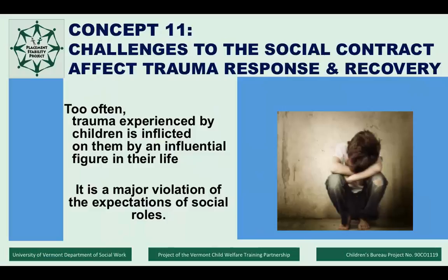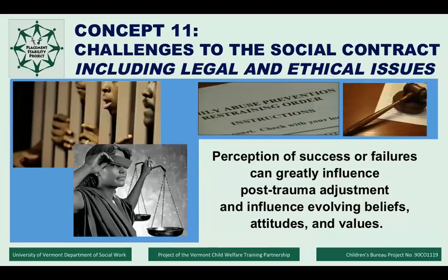Children may have a very difficult time trusting others, especially adults in a position of authority, if they've been hurt or let down by adults in the past. This is particularly true for children who are maltreated by their parents at an early age, as this impairs the child's ability to form and maintain secure attachment relationships. Challenges to the social contract also include legal and ethical issues. These too can affect trauma response and recovery.